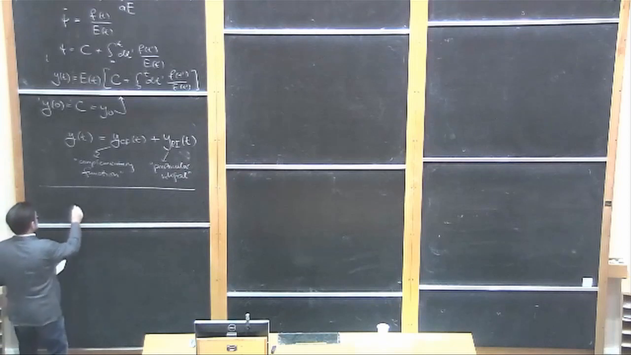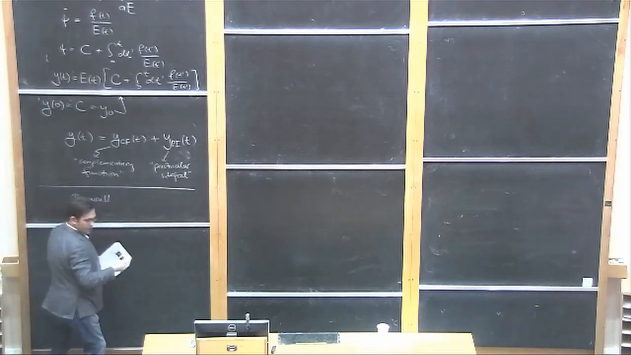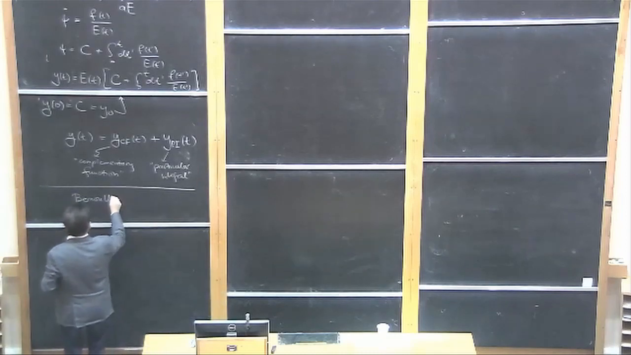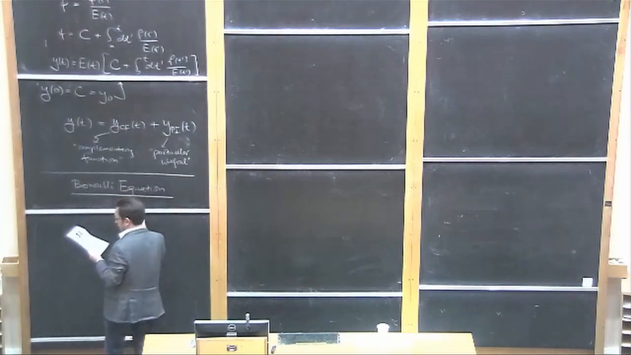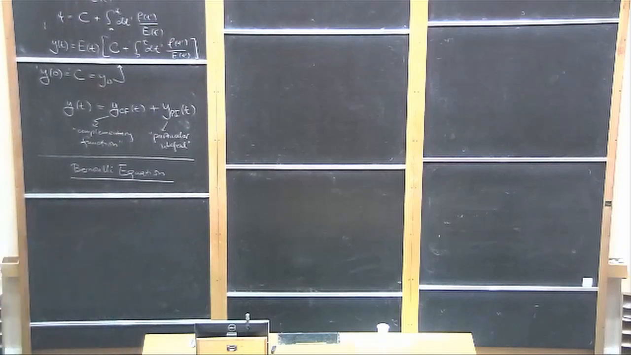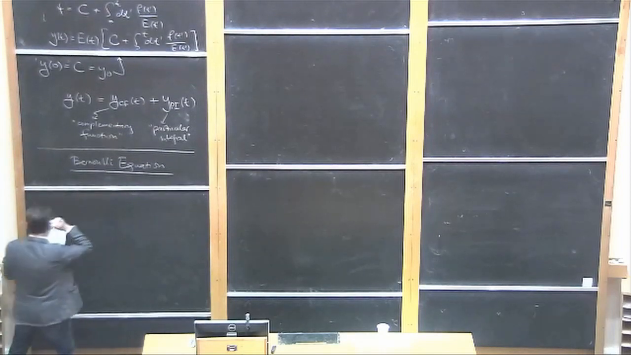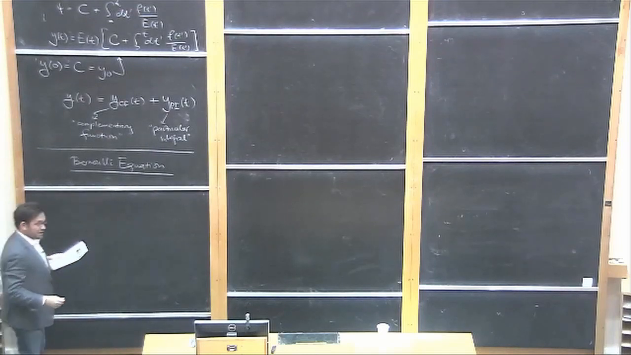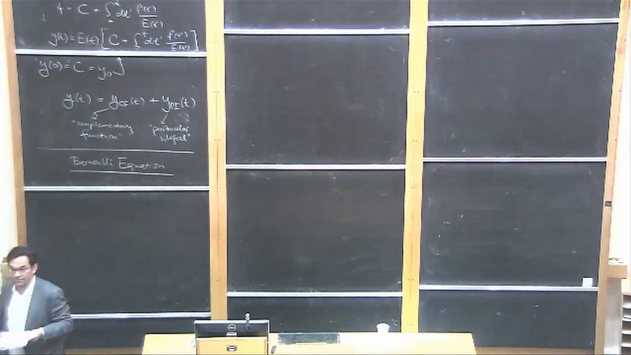So another equation, not linear, which is known how to solve, is the equation due to Jacob Bernoulli. We have to say Jacob Bernoulli because there were 8 of them.